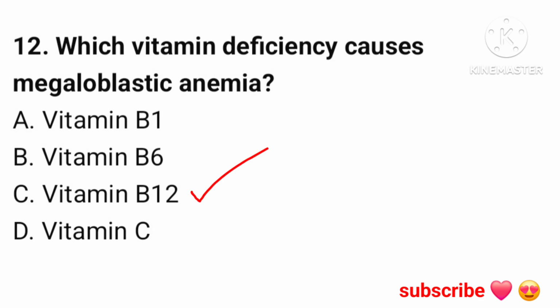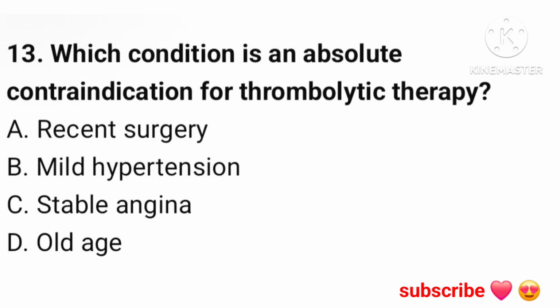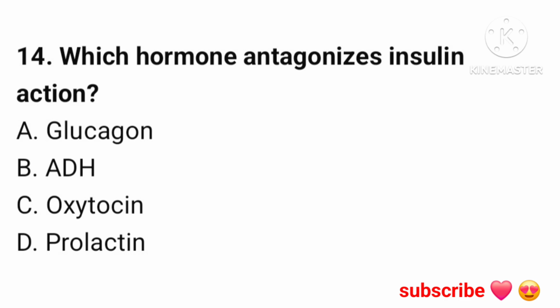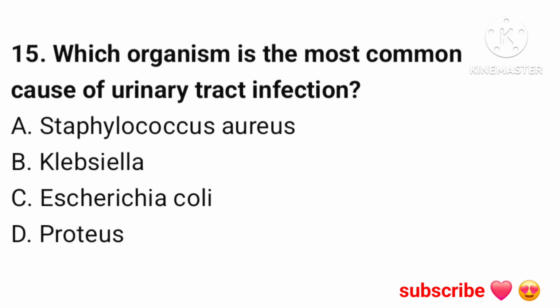Correct option is C. Which condition is an absolute contraindication for thrombolytic therapy? Correct option is A. Which hormone antagonizes insulin action? Correct option is A. Which organism is the most common cause of urinary tract infection?